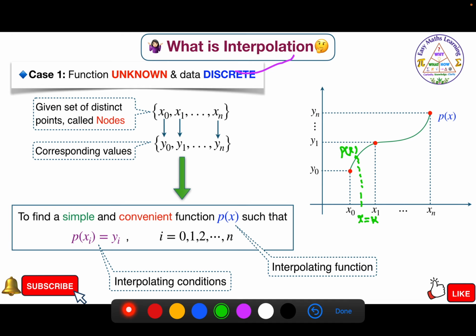So interpolation is the process of finding a simple function that passes exactly through all given data points. Okay.